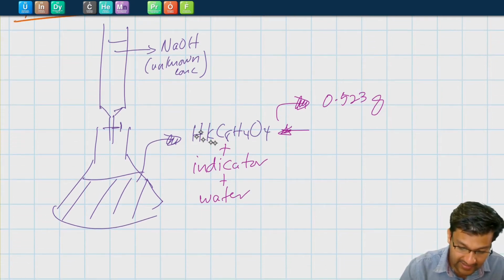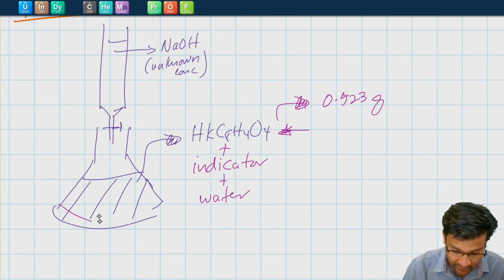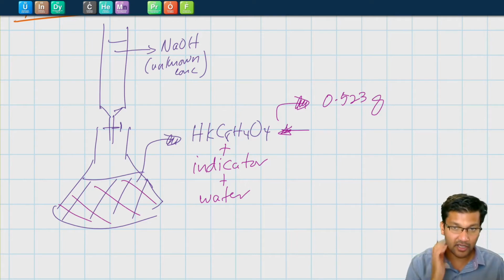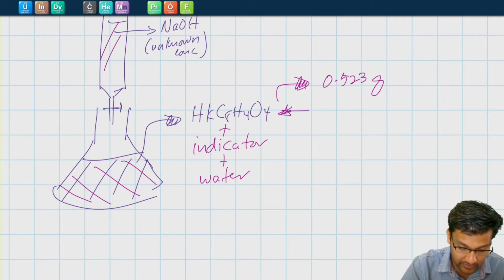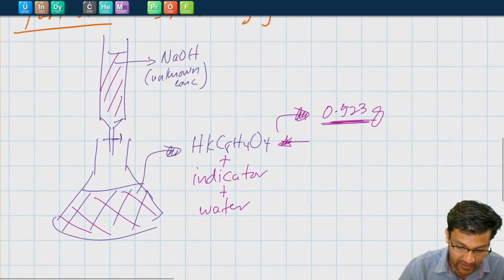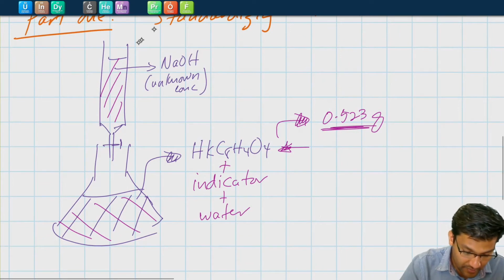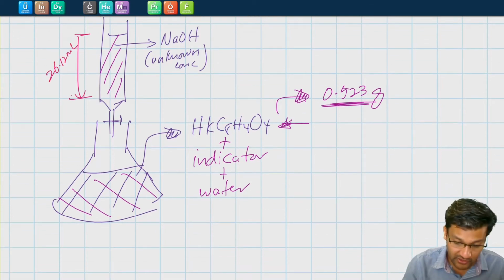By using an exact amount of acid dissolved in water, we can exactly figure out how many moles of acid we have, and so when the indicator changes colors, we can use that to figure out how much NaOH we used. So let's say we used 0.523 grams of the acid, and we performed this titration, and we used up, let's go with 26.12 mL of NaOH. What is the concentration of the NaOH?